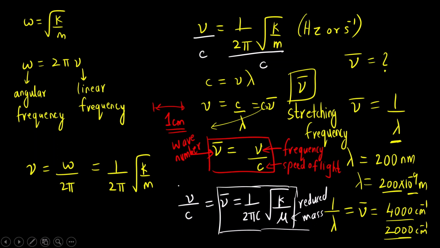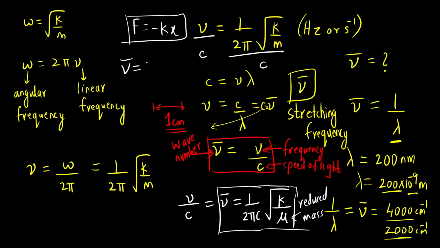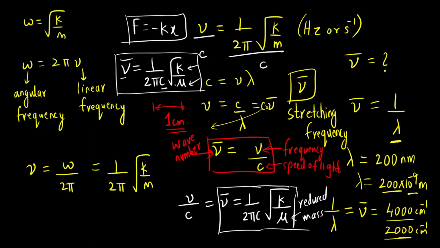From this entire thing, what you have to remember: one is F is equal to minus kx, which is Hooke's law. For infrared spectroscopy, the very important formula is nu bar equals 1 by 2 pi c root of k by mu, that is reduced mass. Nu bar is the wave number, also called stretching frequency, c is the speed of light, k is the force constant, mu is the reduced mass. This is a very important equation that we require.